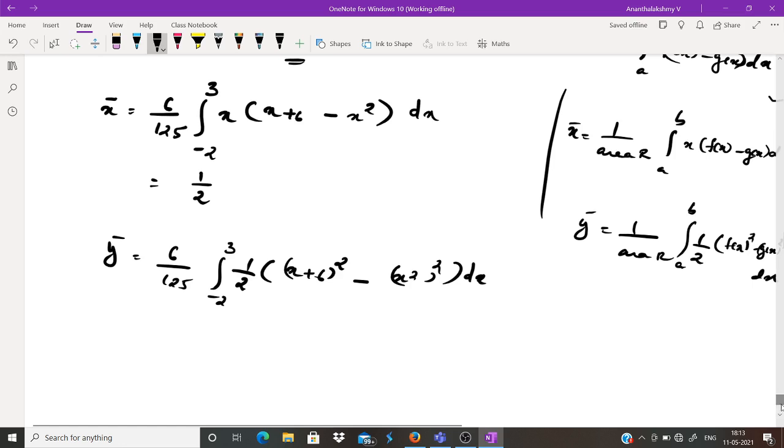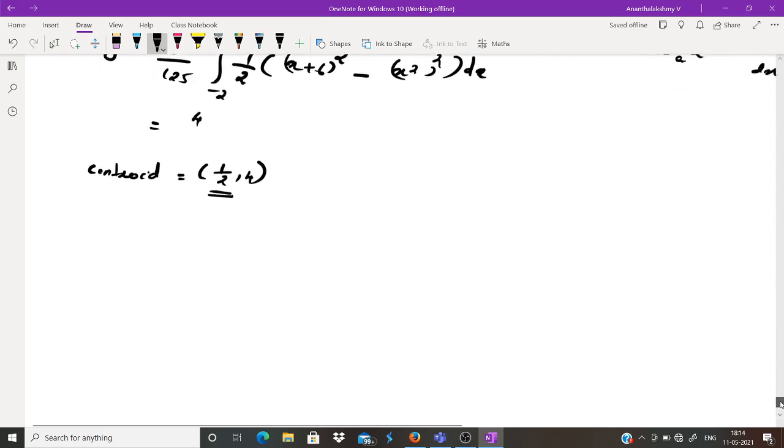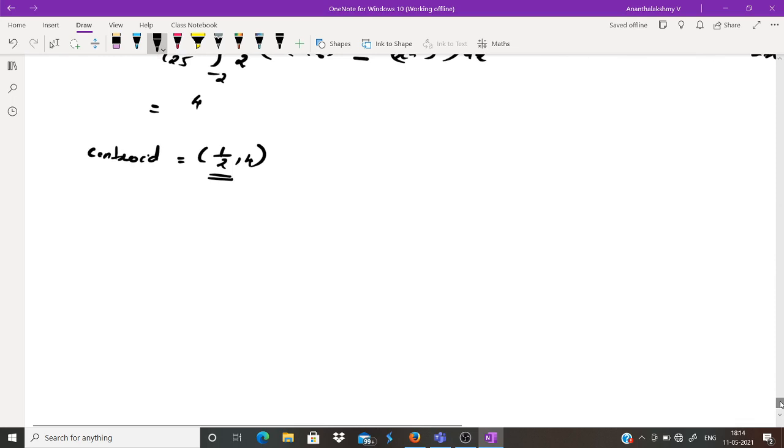Again this is a simple calculation. You can find out the integral value, and you get the answer as 4. So what is the centroid? It is 1 by 2 comma 4. I hope you understand. Next we will consider another problem. We will stop with this one.